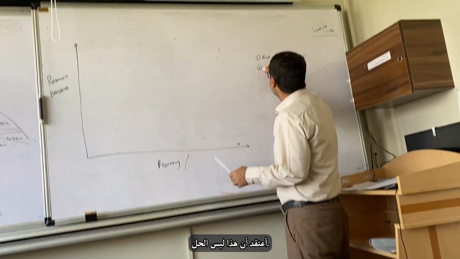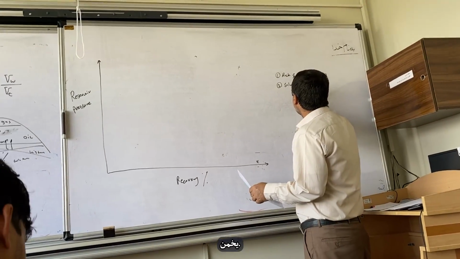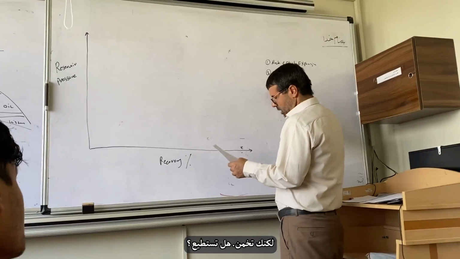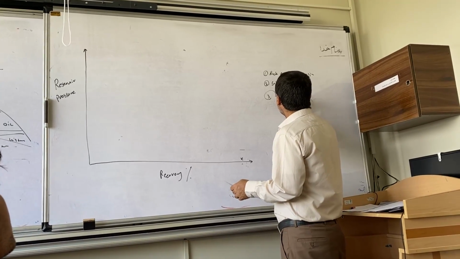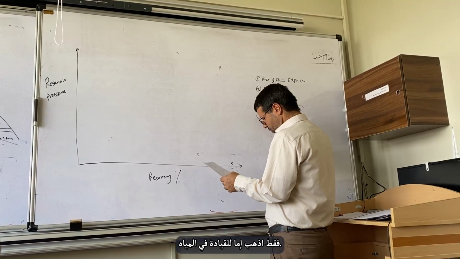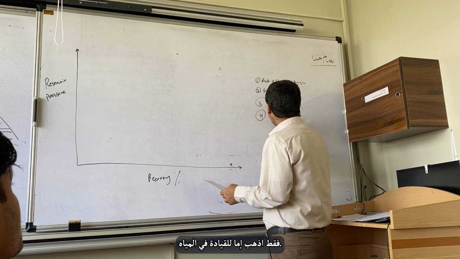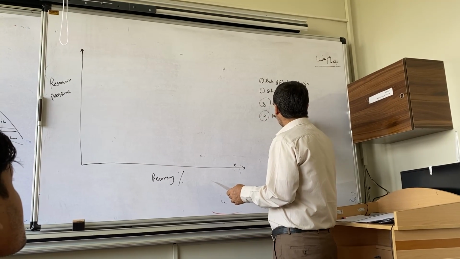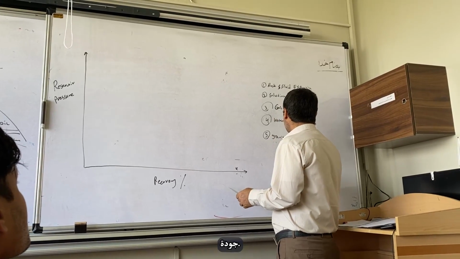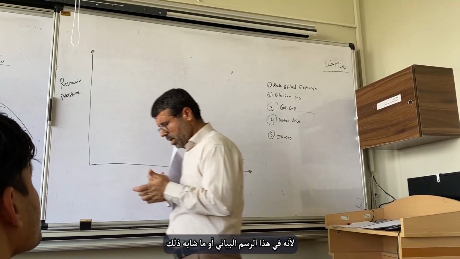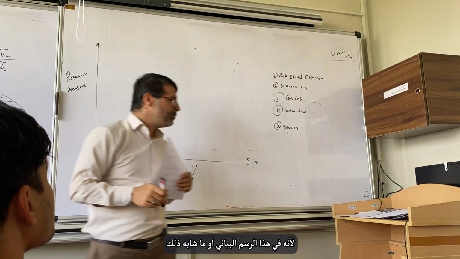Solution gas drive. Number 3, gas cap. Number 4, water drive. And gravity. Gravity mechanism. Then the graph are like that.